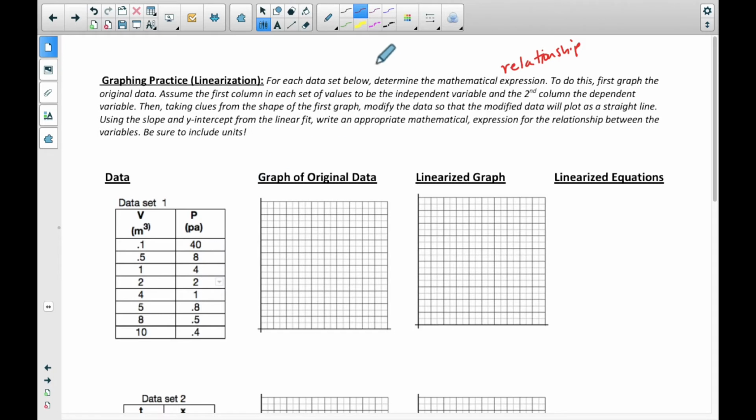But what this said up here, assume the first column to be the independent and the second column to be the dependent. So we are going to put the volume, or the V, measured in meters cubed, on the x-axis, and we're going to put the pressure measured in pascals on the y-axis. And we're going to plot our original data.